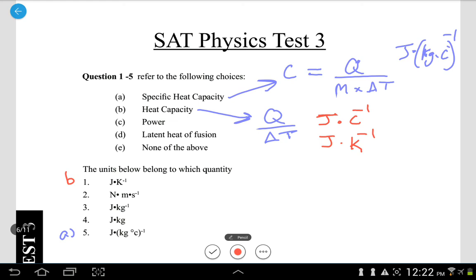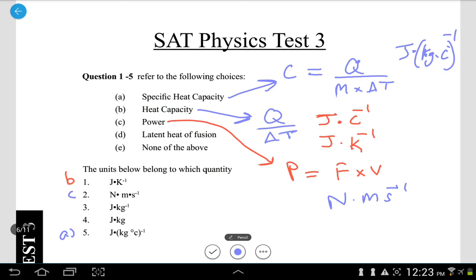Power, recall the formula for power. P equals F times velocity. Now I realize that the unit for force is Newton and velocity is meters per second. So in this case, power has a unit that belongs to number 2. In this case, the answer is C.